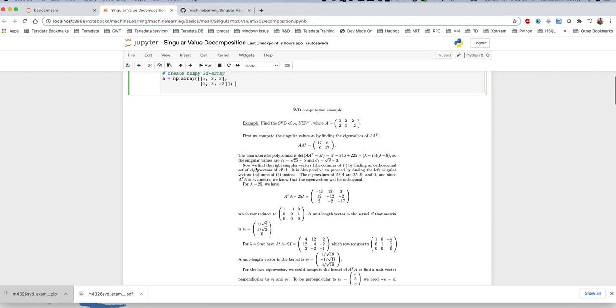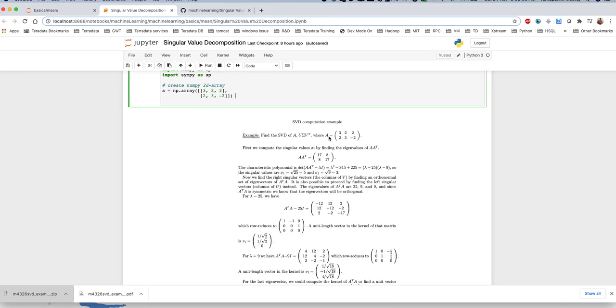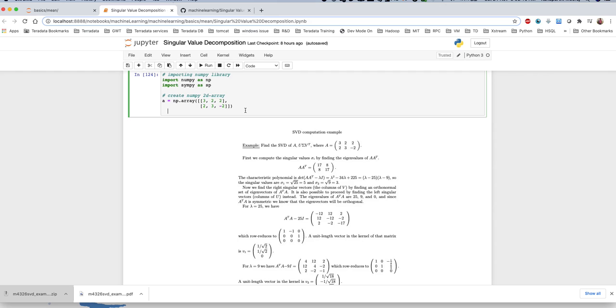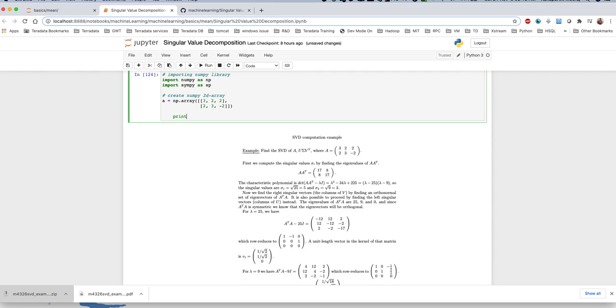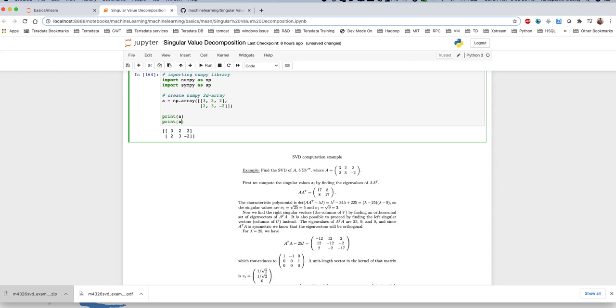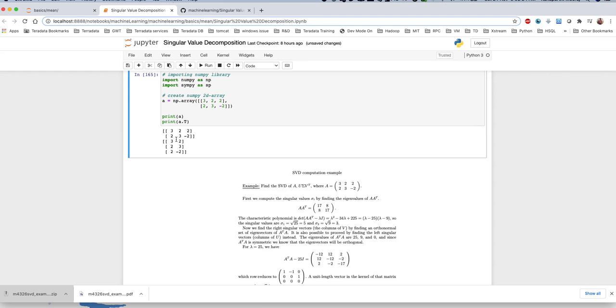The concept here is, first we multiply A with A transpose. So what is A transpose? Let us print A. Okay, so this is A. A transpose is the interchange of rows with columns. When I interchange the rows with columns, you can see these rows become these columns.